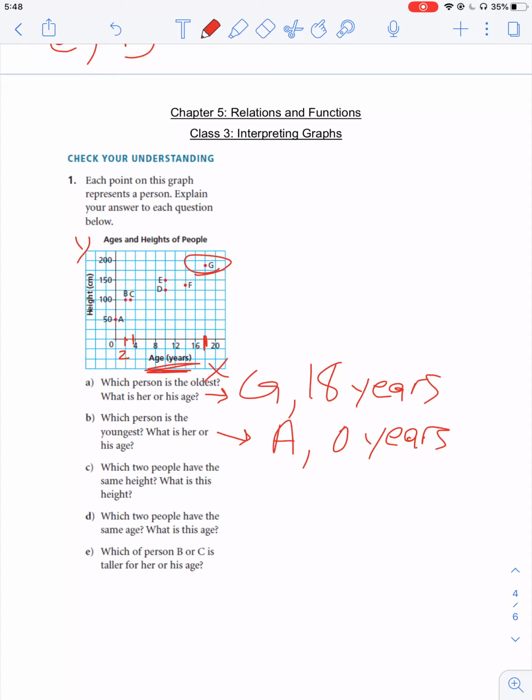Which two people have the same height? The same height. So we're talking about the y value, right? Height is your y value. So which 2 points have the same y coordinate? It's actually B and C. Okay, so this one will be B and C. And what is the height? It's 100. And again, if you don't know what the units are, just look at your graph. It tells you centimeters, okay?